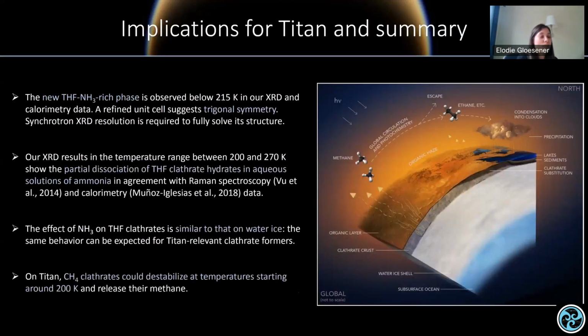So as a summary, we observed a new THF ammonia-rich phase below 215 Kelvin with our XRD and calorimetry data, and our refined unit cell suggests a trigonal symmetry. Our XRD results also show the partial dissociation of THF clathrates in aqueous solution of ammonia. And so what does it mean for Titan?